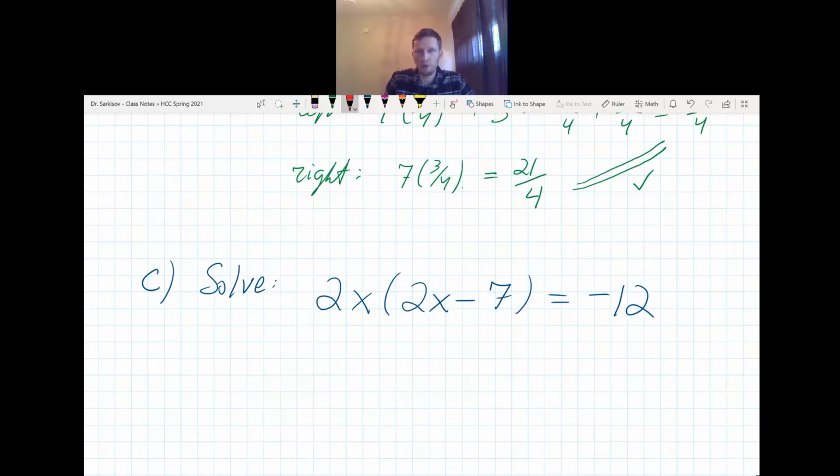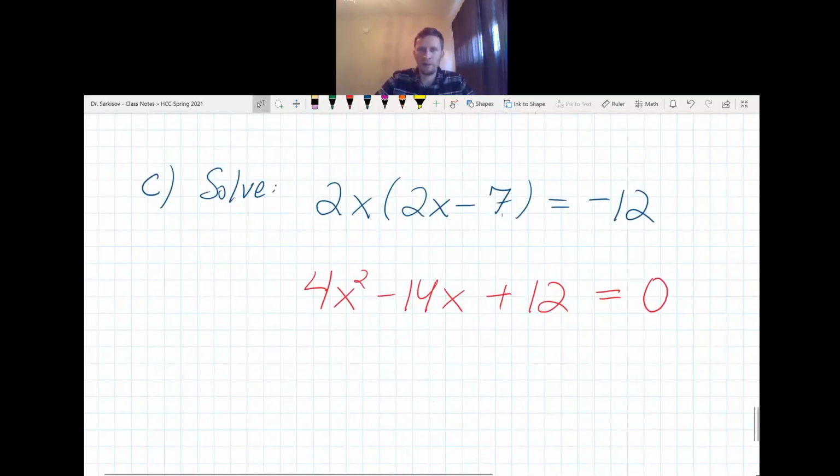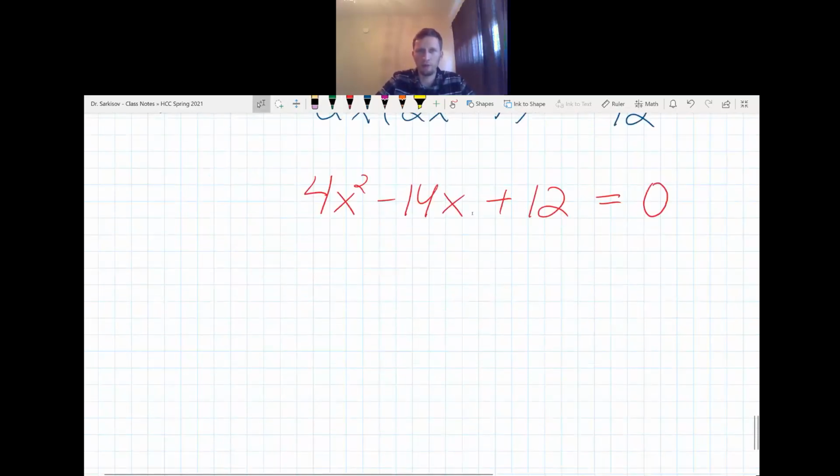Let's try this. We're trying to put it in standard form first. So we have 4x squared, 2x times 2x, minus 14x. And let's do plus 12, getting rid of the negative 12 on the right side. Equals 0. I see all these numbers are even. Why not divide everything by 2? You don't have to do this. You can still solve the problem without it, but I think it's easier to do this.